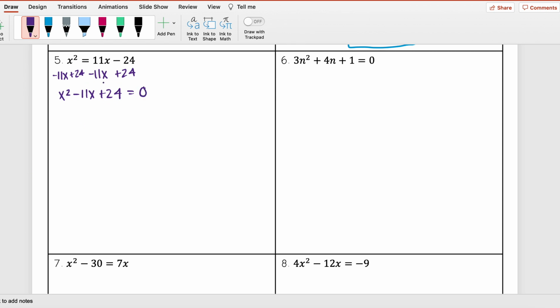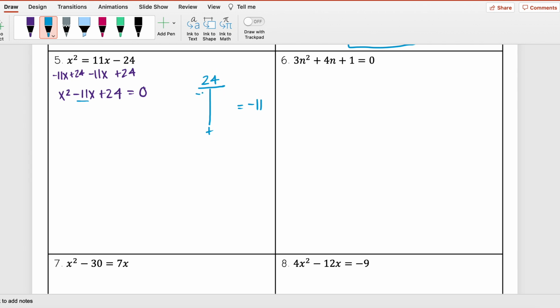Okay, now I have a trinomial, and I see that my a is equal to 1. And so we like it when a equals 1 because we can do our shortcut method. And that was that we would look for two terms that multiply to 24, but then add to equal negative 11. Since my numbers are multiplying to a positive 24 and adding to a negative 11, that means both my factors need to be negative.